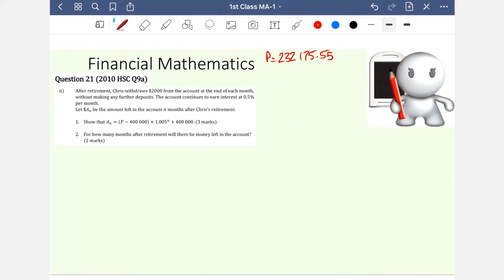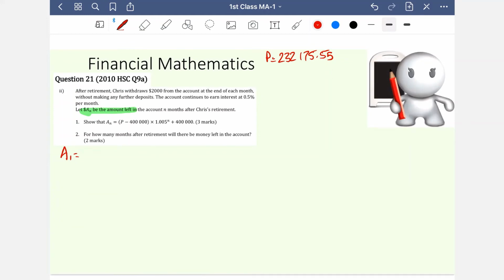All right. So now, after retirement, Chris withdraws $2,000 from the account at the end of each month. So he looks like he's self-funding his retirement without making any further deposits. The account continues to earn interest at 0.5% per month. Let An be the amount left in the account after n months. So it's telling us what An is. So now we will start. We don't need to make that summary statement at the beginning.